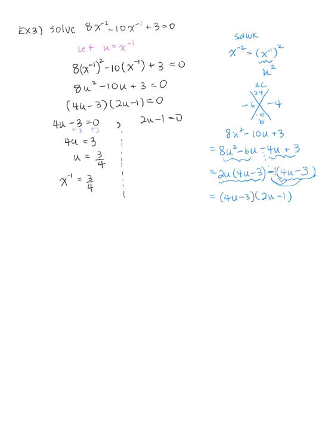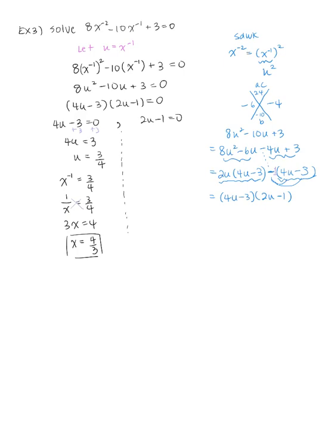Now, there are a couple ways that you can go from here, but I like this way better. Remember, x to the negative 1 is the same thing as 1 over x to the first. So I'm just going to rewrite this as 1 over x equals 3 over 4. Now cross multiply, and here what we're going to get is 3x equals 4. So x equals 4/3.